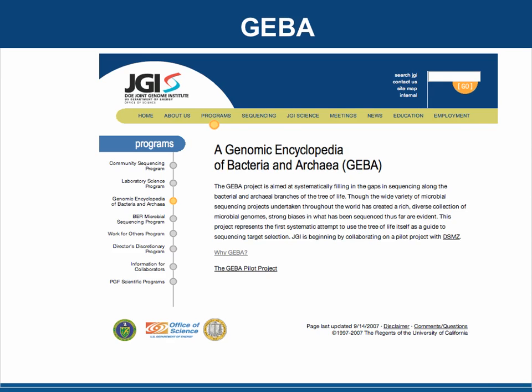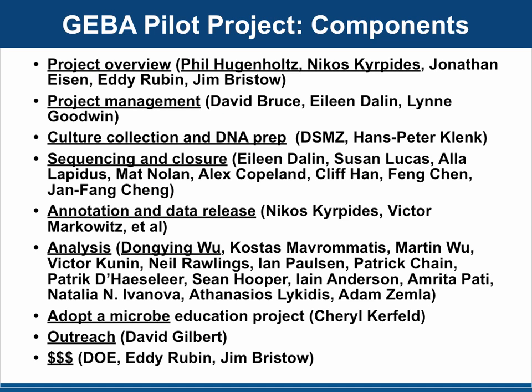The people there that were behind this were incredible in terms of coordinating the project. The number of people involved was amazing, both Phil and Nikos, who did a lot of the overview, and Eddie Rubin and Jim Bristow, who gave support in a variety of ways. I'll talk about this in a little bit. They threw what they call project management teams behind it, which were really incredible to have helping coordinate the project. Hans-Peter Klenk, after that initial conversation, as I'll tell you about, became our key partner in the project at the German Culture Collection, the DSMZ, and then Nikos Kyrpides and Victor Markowitz coordinated annotation.